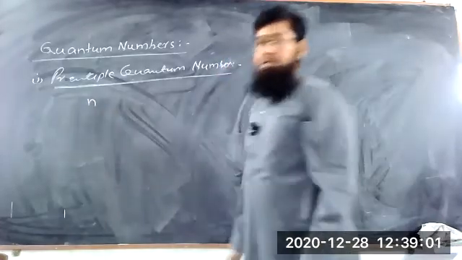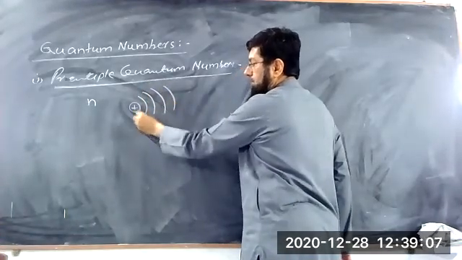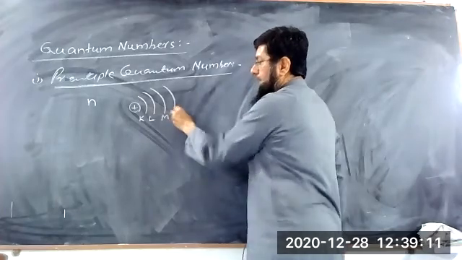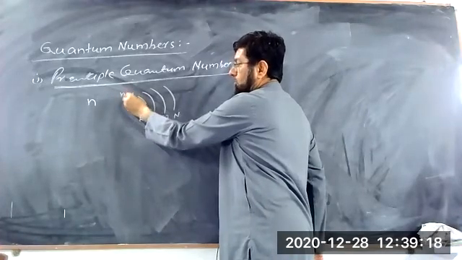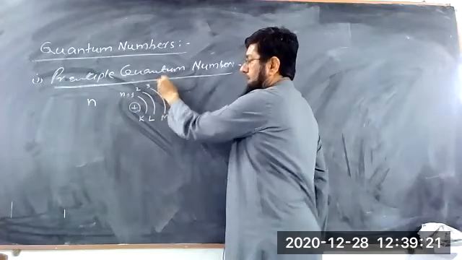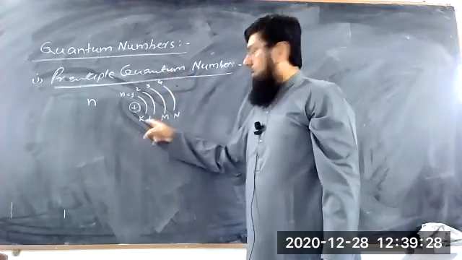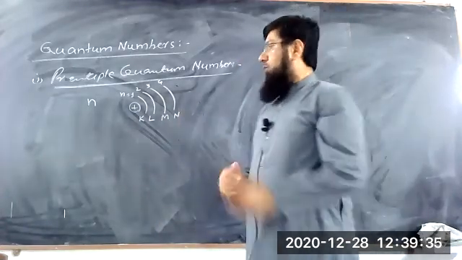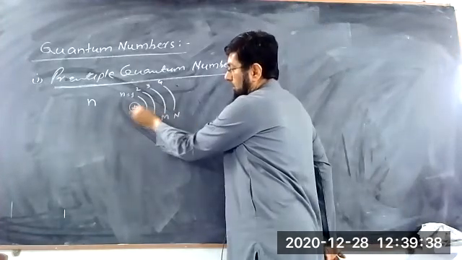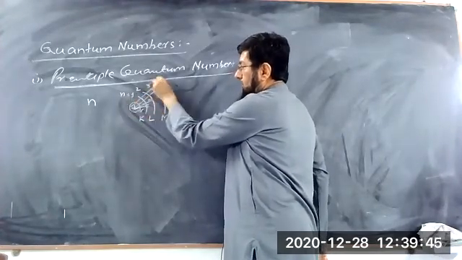The principal quantum number is designated by the term n, and it represents the different shells. This may be the K shell, L shell, M shell, N shell, and so on. For the K shell, the principal quantum number n is equal to 1, then n is equal to 2, n is equal to 3, and n is equal to 4, and so on, which represent the different shells. This principal quantum number tells us the position of the electron from the nucleus. It shows the radius or position of the electron from the nucleus.